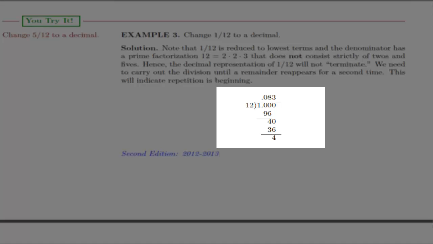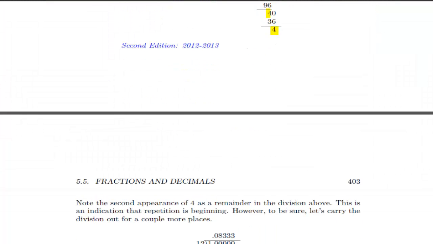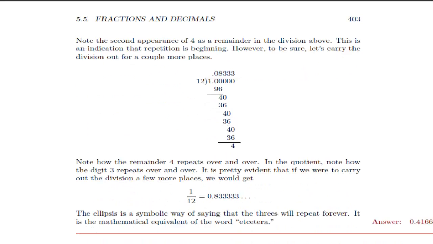Add another 0 and bring down the 0. 12 goes into 40 3 times. 3 times 12 is 36. 40 minus 36 is 4. Note the second appearance of 4 as a remainder in the division above. This is an indication that repetition is beginning. However, to be sure, let's carry the division out for a couple more places.